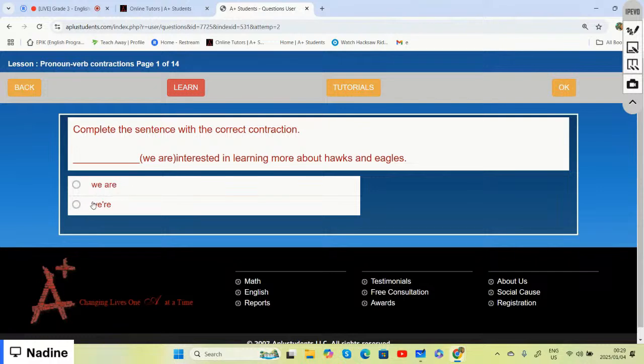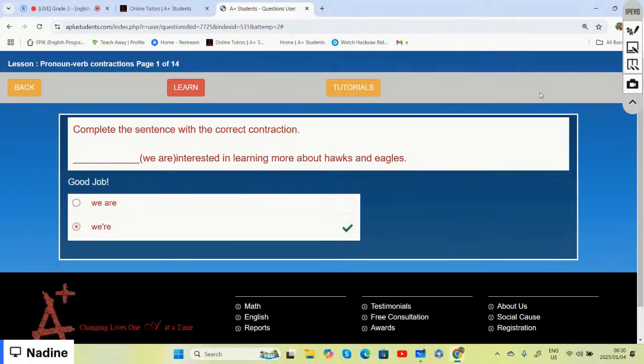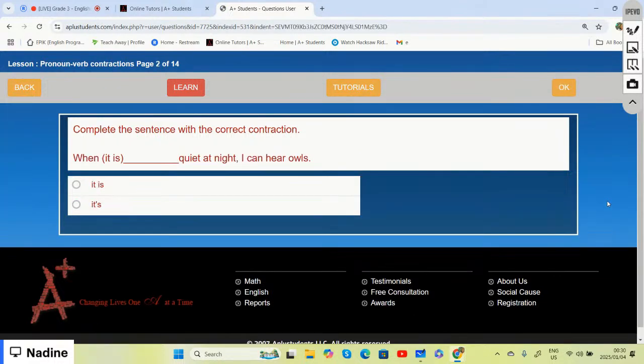So either option one, we are, or the second option, we're, which is the contraction of we are. And if we were to choose the correct option, then yes, the second option, which is we're, is the contraction of we are. Well done. So option two is correct.